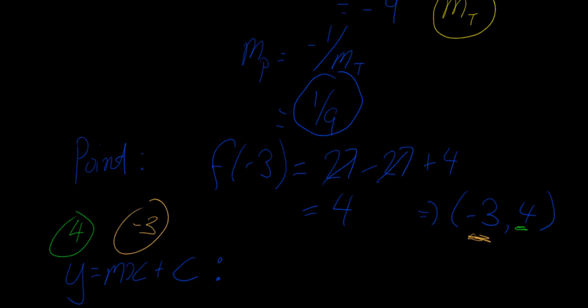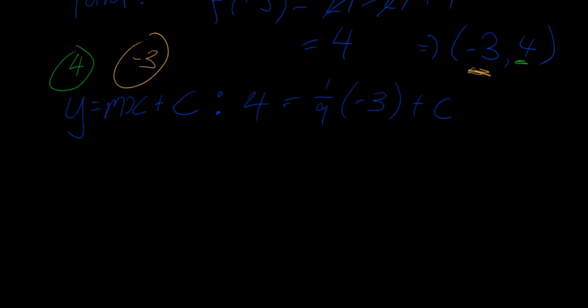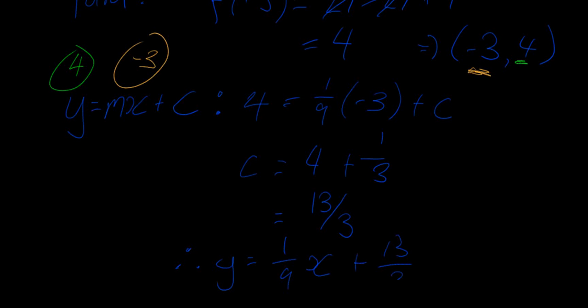Okay, we have 4 equal to m, which is 1/9 in this case, times -3, plus c. And over here, we're just solving for c, so we know what the constant term is in our equation. So c is equal to 4 plus 3 on 9, 1/3, which is equal to 13 on 3. So in the end, y is going to equal 1/9 x. So this represents our mx plus c, and the c value is 13 on 3.